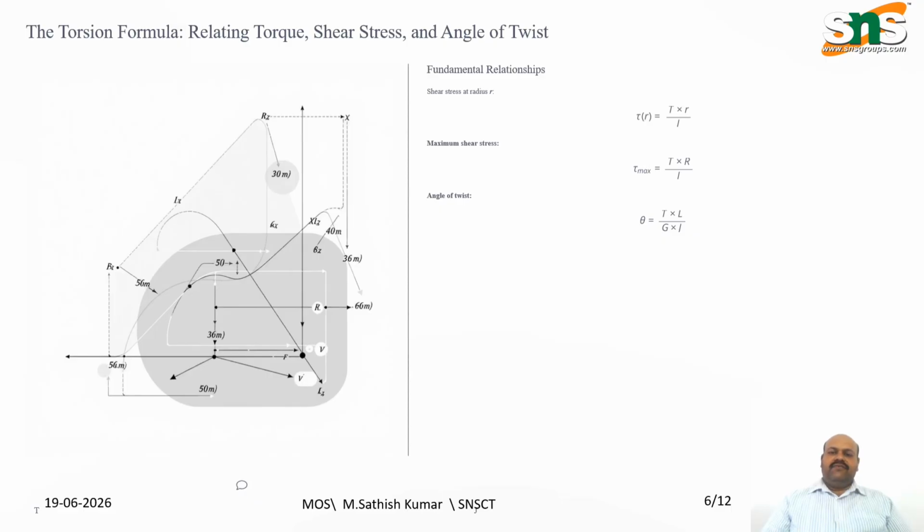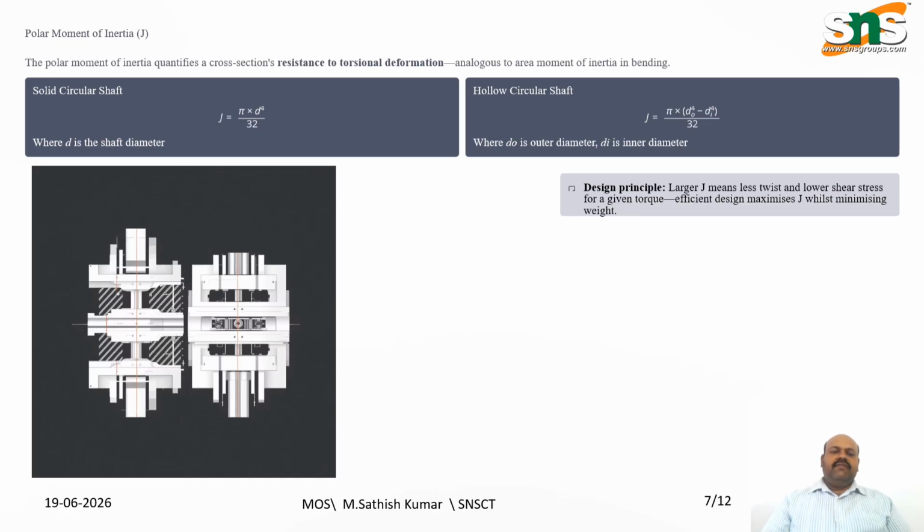So this is all about the torsion formula we have derived for the shaft. We have something called the polar moment of inertia that quantifies cross-section resistance to torsional deformation, analogous to the area moment of inertia in bending. So J equal to pi d power 4 by 32 is the formula for a solid circular shaft. And for a hollow circular shaft, J equal to pi times d naught power 4 minus d i power 4, divided by 32. So the design principle: larger J means less twist and lower shear stress for a given torque. Efficient designs maximize J while minimizing the weight.